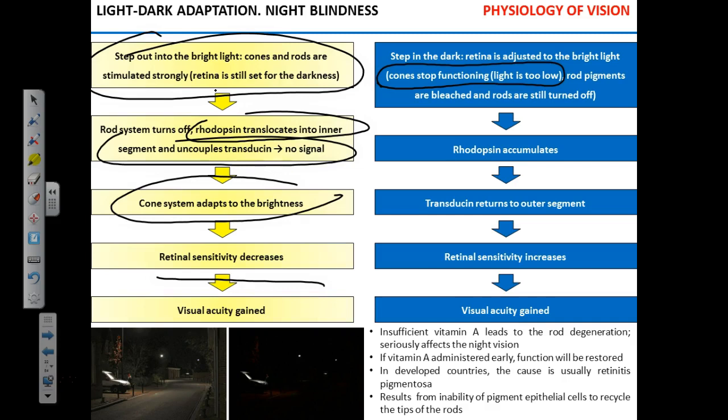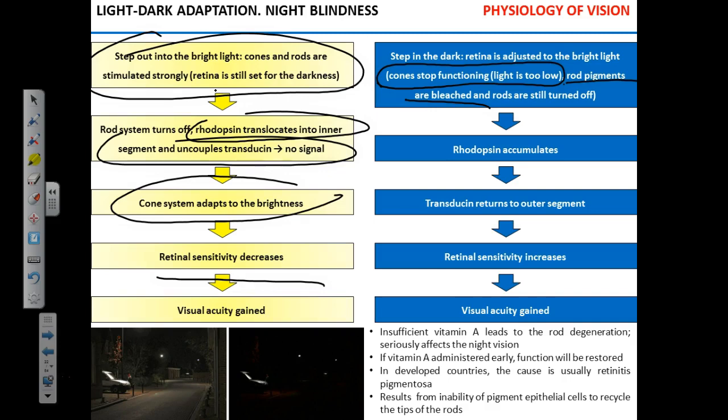And rods are not functional yet. Remember we mentioned that rods are bleached. All the opsin is in the inner segment. They are dissociated from retinal. So it's a situation like cones just throw in the towel and say, I'm out. And rods are not even ready for the perception. That's why you are completely blinded when you step into the dark room. You cannot see a squat.